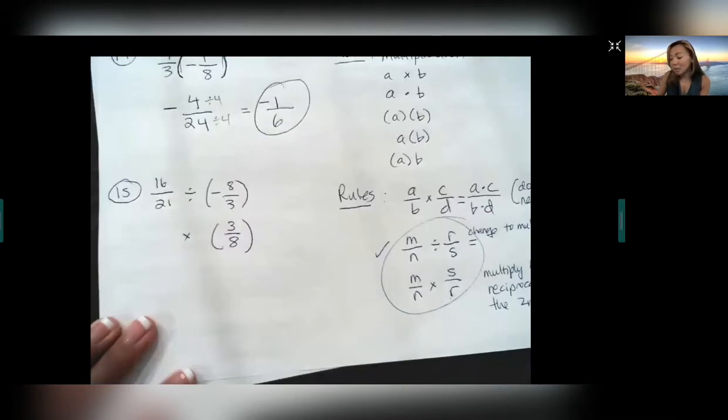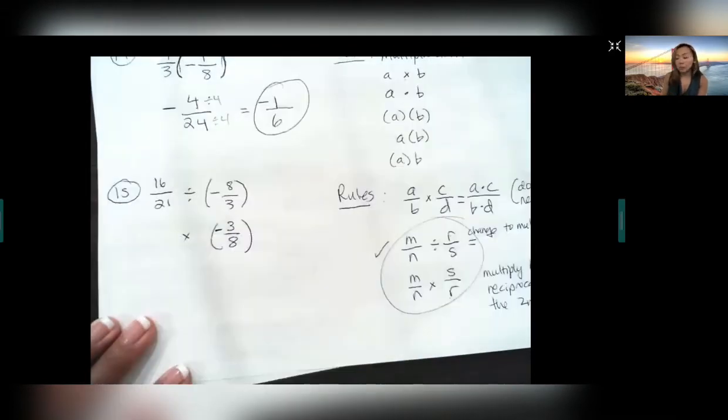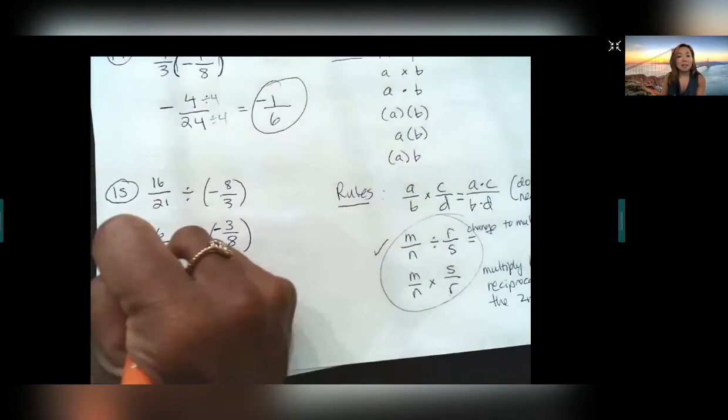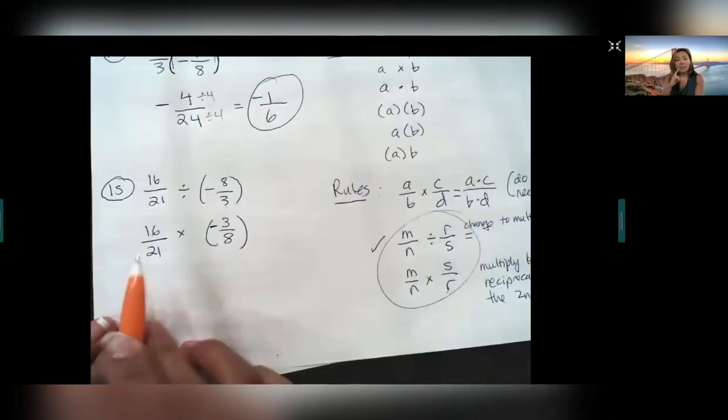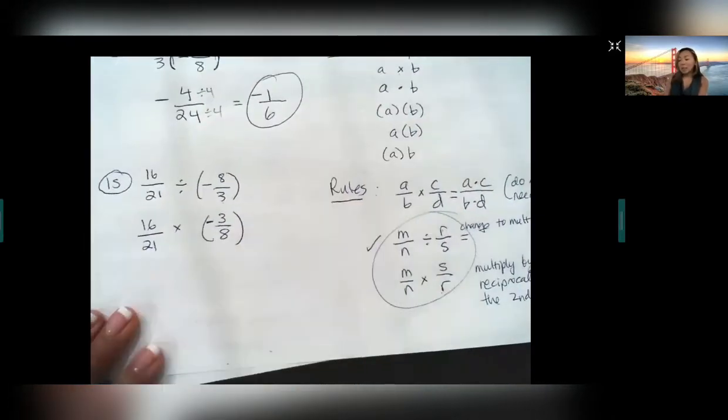Where does the minus go? It doesn't matter. You can put it in front, top, or bottom. And the first fraction stays exactly the same. So I get this here. One of the things I can do is multiply across.